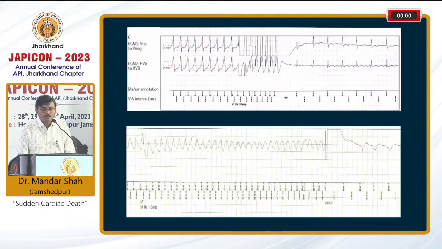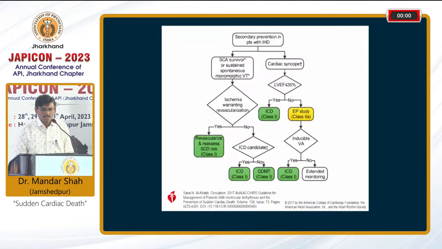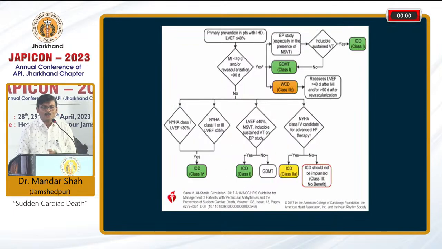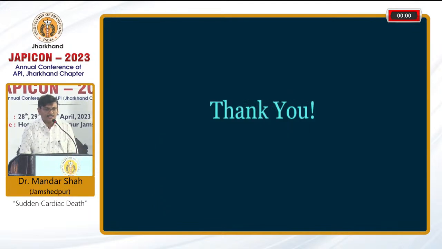All of you know how AICD works in 2 ways, either by anti-tachycardia pacing, like is seen in the top ECG, or by delivering a cardiac shock. So these are just the algorithms to show which are the patients who should be implanted with AICD. For want of time, I think I should cut short. Thank you.